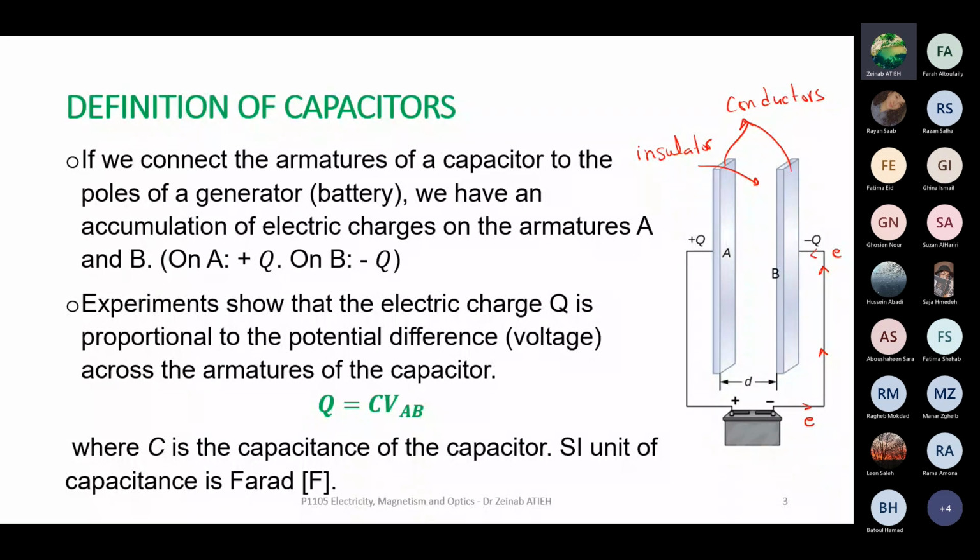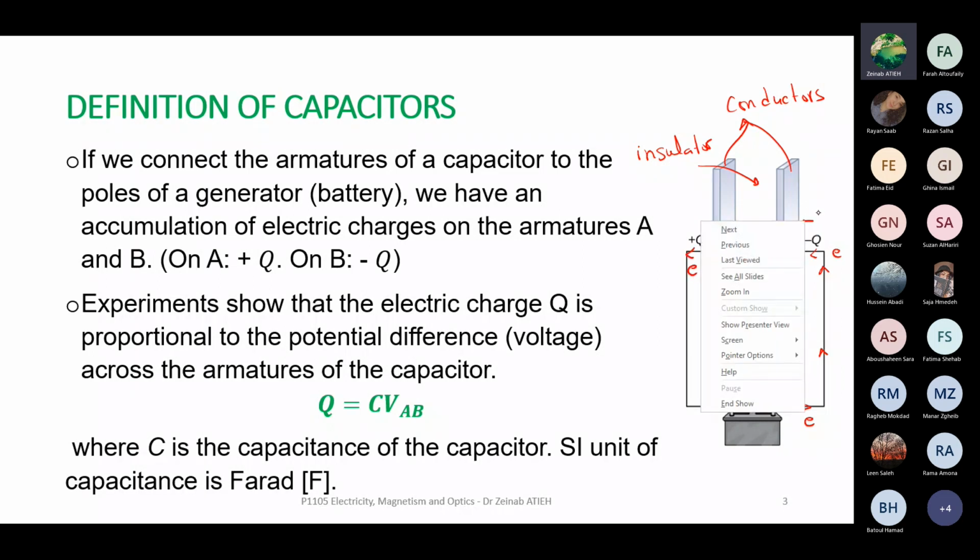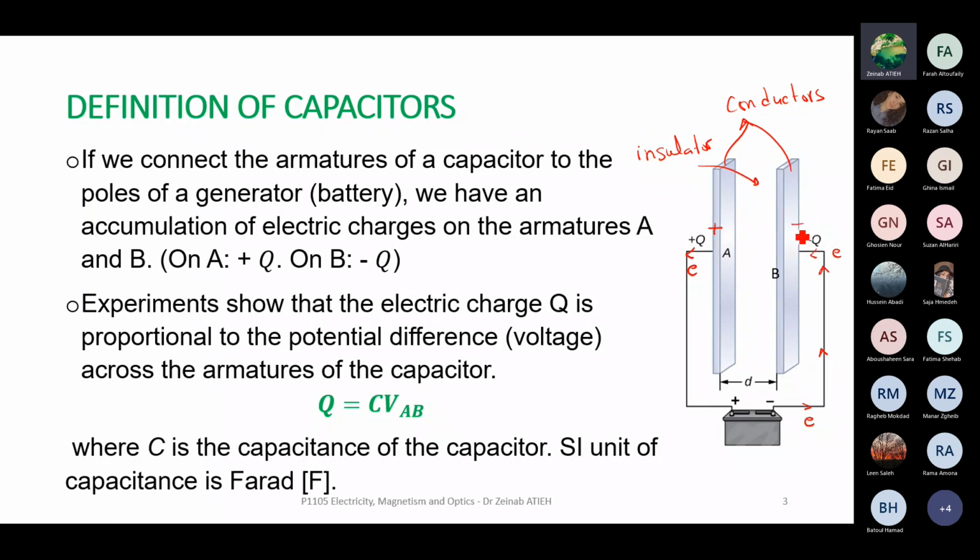When an electron arrives at armature B, it will stop there and accumulate there, because in between A and B there's an insulator. It can proceed no more. So when the electron arrives, I have a minus here. This electron will repel an electron from armature A, so an electron from armature A will leave its place. There's an accumulation of minus here, and because an electron leaves armature A, we will get a plus on armature A.